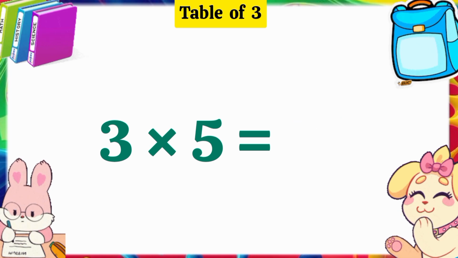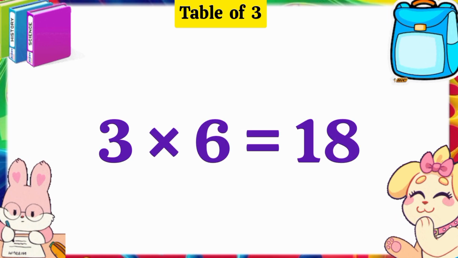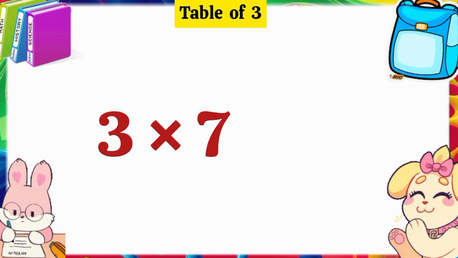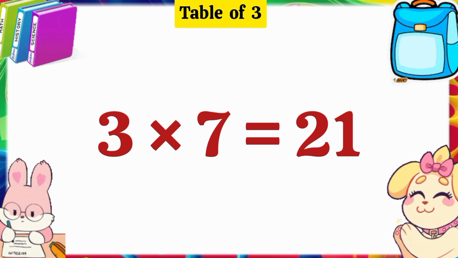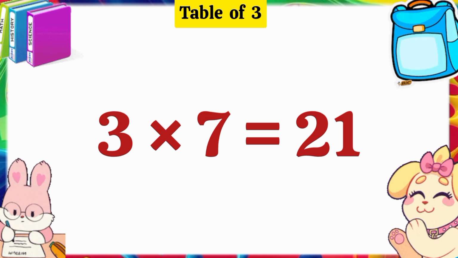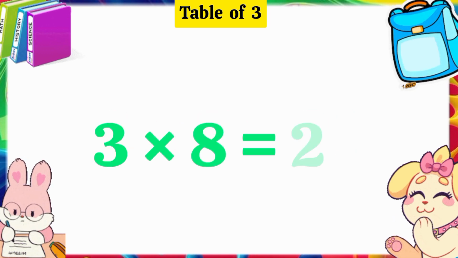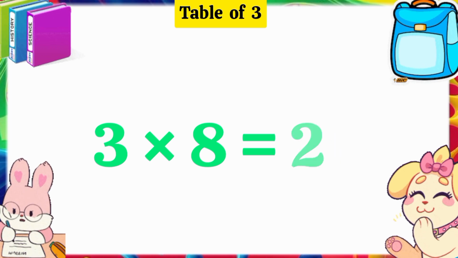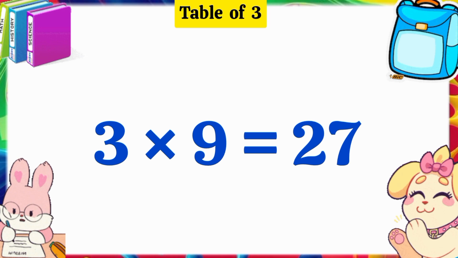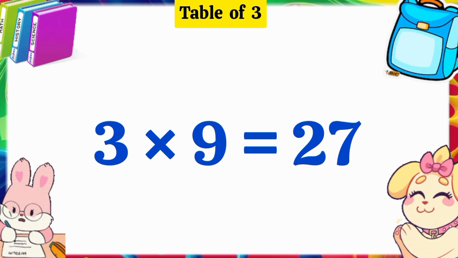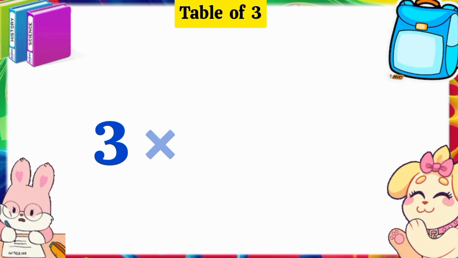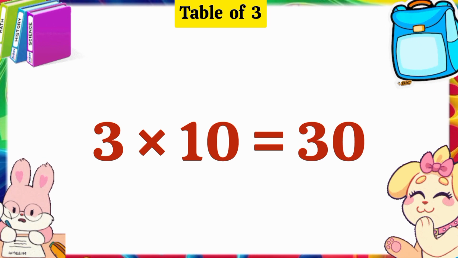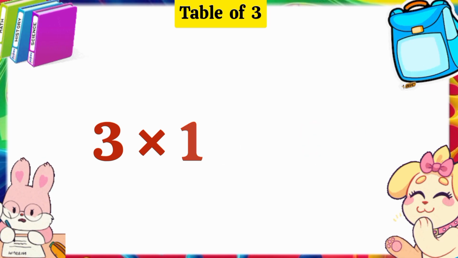3 fives are 15. 3 times 6 equals 18. 3 sixes are 18. 3 times 7 equals 21. 3 sevens are 21. 3 times 8 equals 24. 3 eights are 24. 3 times 9 equals 27. 3 nines are 27. 3 times 10 equals 30. 3 tens are 30.